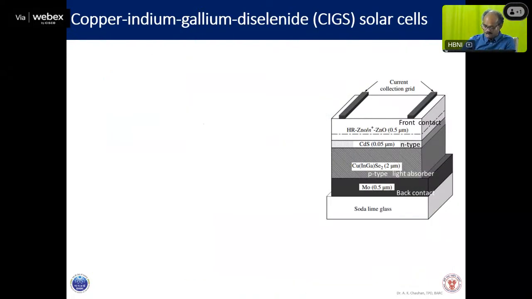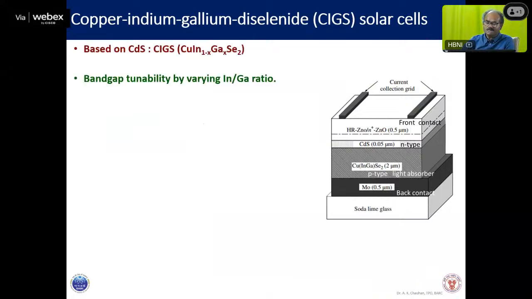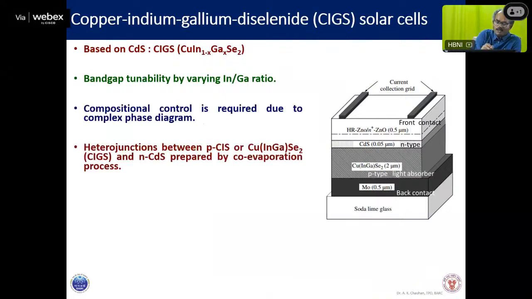Now let us look at a similar second type of solar cell, CIGS, that is copper indium gallium diselenide solar cell. In this, there you had silicon.